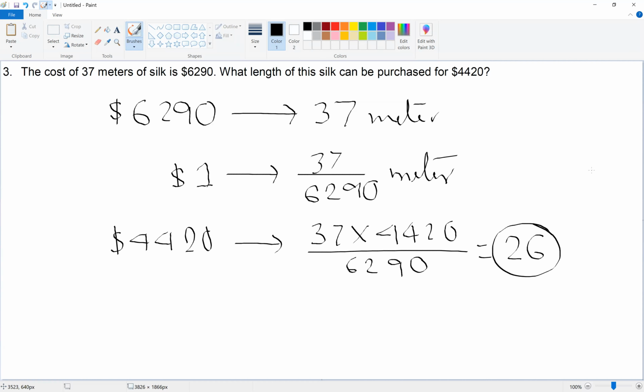I have a question. Yeah, go ahead. How am I supposed to know if I'm supposed to put money on the left or right? Look at the question. What is the question? They're asking for what is the length of the silk. That's why the length of the silk is on the right side. Okay.